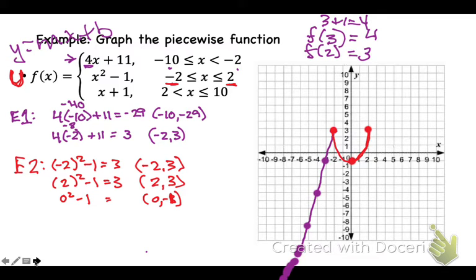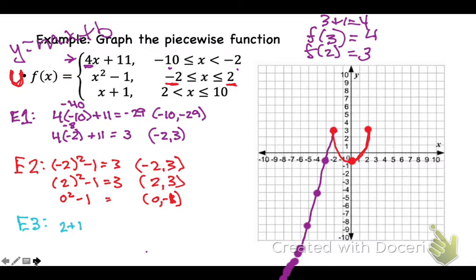So we're done with that one, right? We did -2 to 2. Now where do we need to go? To the third equation. Okay, so equation 3. What's the first number we're going to put in? 2. Why 2? Because that's the left endpoint, correct?